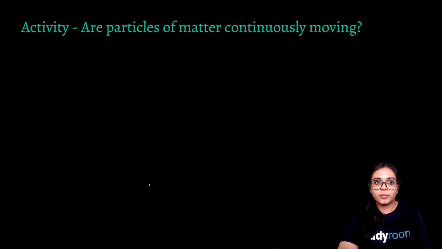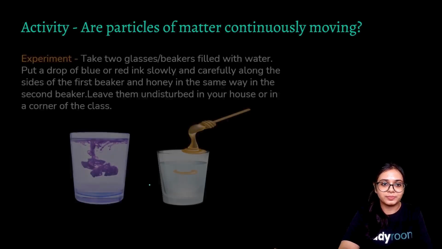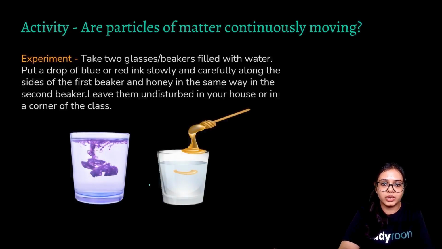Now, let's perform a very fun activity. Are particles of matter continuously moving? This is the second characteristic, if you may remember. Take two glasses or beakers filled with water. Put a drop of blue or red ink slowly and carefully along the sides of the first beaker, and honey in the same way in the second beaker. Leave them undisturbed in your house or in a corner of the class.